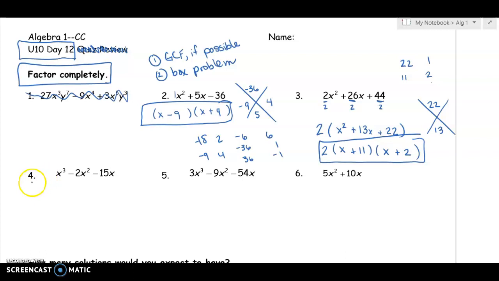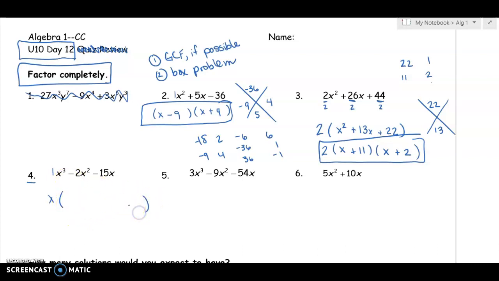All right, number 4, same idea. You're going to look for a GCF. This one has a 1, 2, and a negative 15. That's not going to really have any GCF of any sort except for 1. But if you notice, they all do have an x in common. So we're going to want to factor out an x. You take the smallest exponent. So x to the first is what we're going to be factoring out.